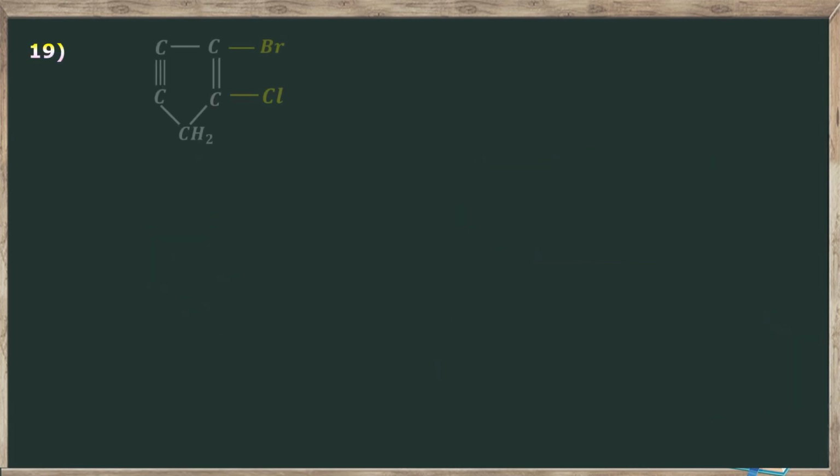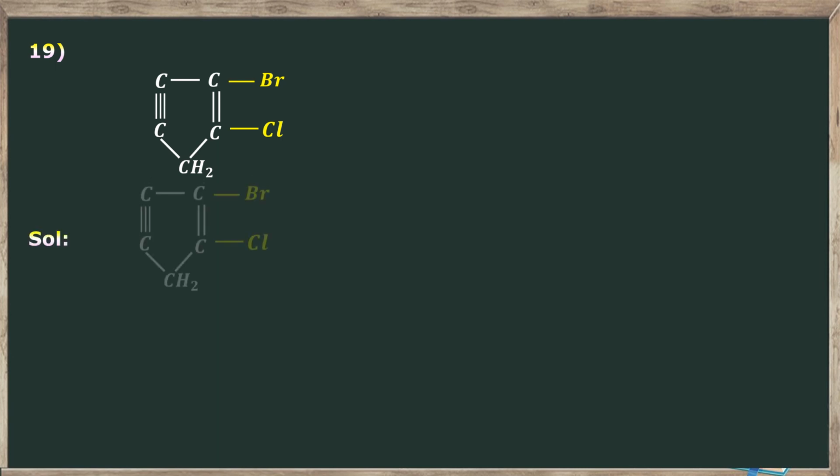Next, problem number 19. Solution. In this cyclic compound, one double bond and one triple bond is there, and two substituents, bromine and chlorine atoms, have been attached to these two carbon atoms. So when a double bond and triple bond both are competing for the same position in the ring, at that time double bond is given more priority than the triple bond. So numbering 1 and 2 should be given to these two carbon atoms.